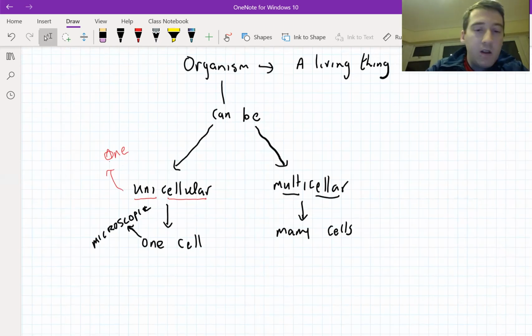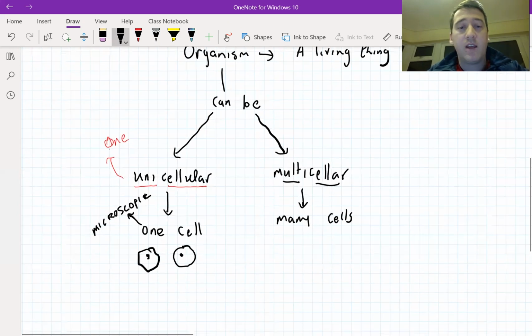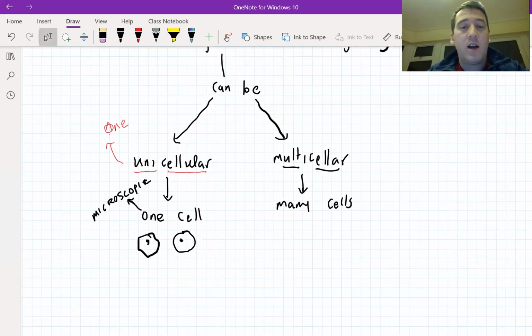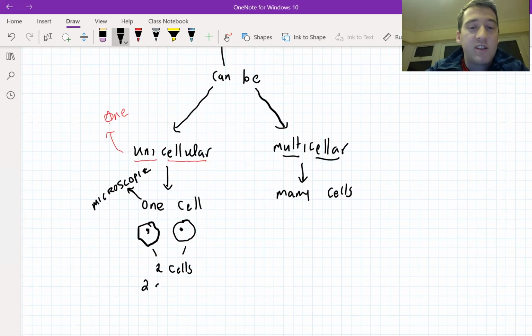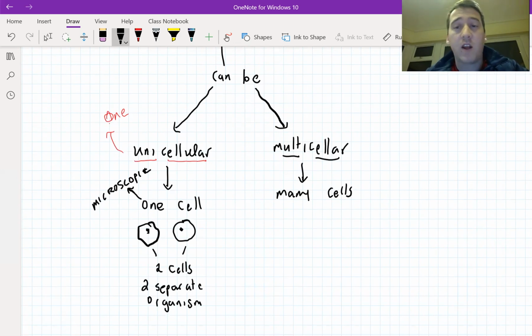Now, obviously, if we take a look then at unicellular organisms, here are two cells. These are two separate cells. They are not attached to each other. Two separate cells. And that means that they are two separate organisms, because one of these cells by itself is an organism. So we've got two separate organisms.